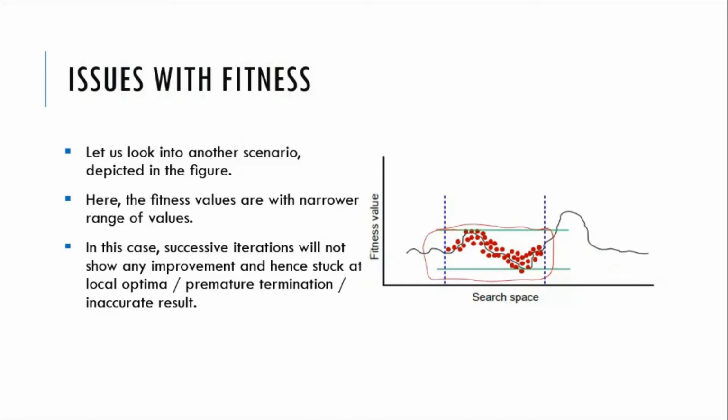It is because almost all the individuals have almost equal probability of being selected, or almost equal fitness values, and hence there is less chance of it escaping from here and moving towards the right side. And most of the individuals or the generated offsprings will also be within this range. So that is the issue with the fitness.